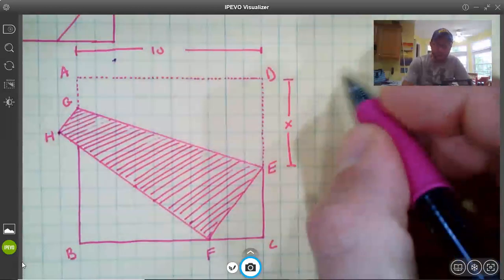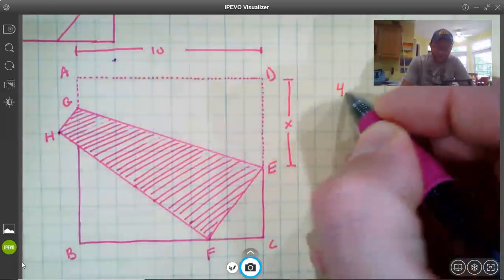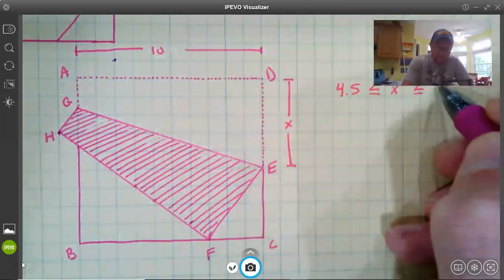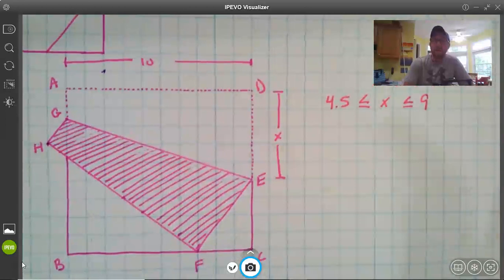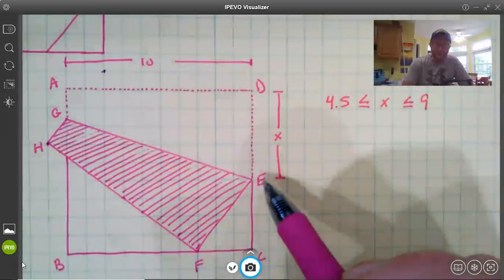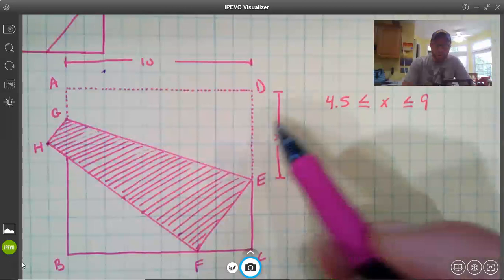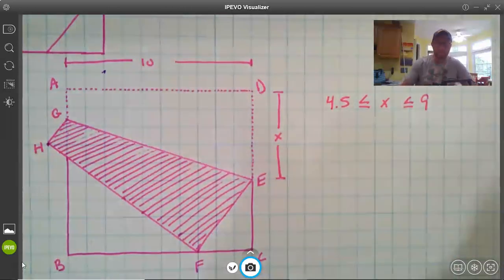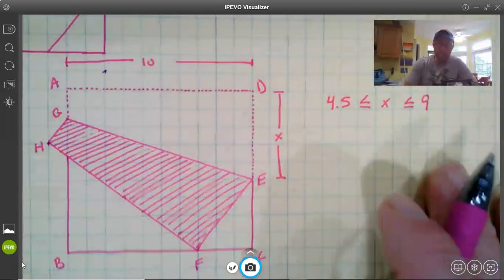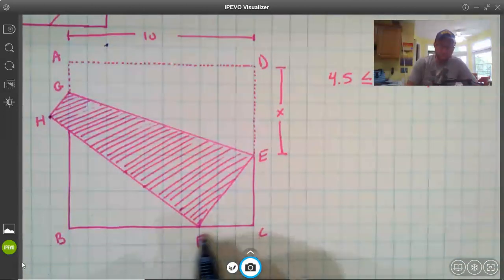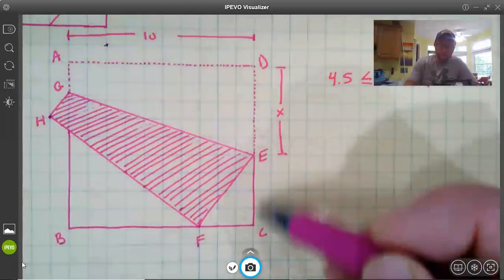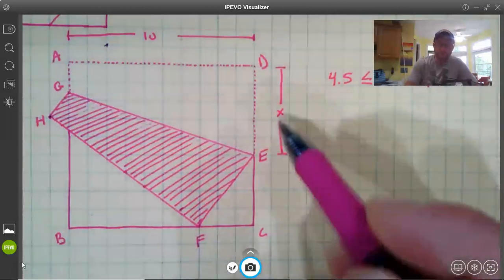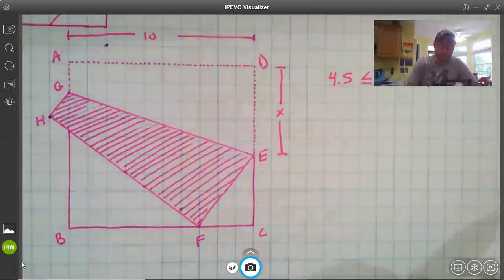So let's make a note of that. 4.5 and 9 are the lower and upper bounds for where X can be. I can't make the fold distance shorter than 4.5, and I can't make it bigger than 9. Next, to find the area of this triangle, I'm going to have to know what this distance is right here and what this distance is right here. Well, this distance here is going to be fairly easy. It's just whatever's left over after the fold out of the whole 9 inches.